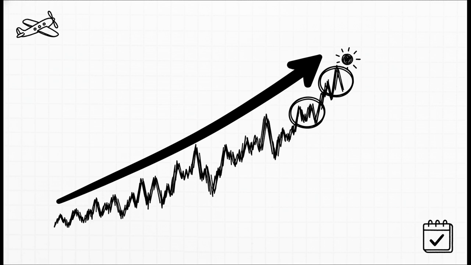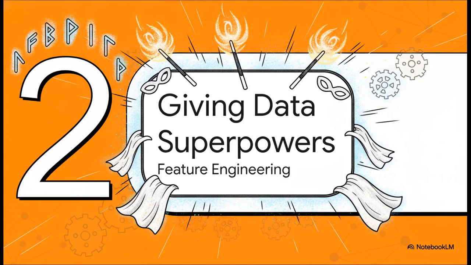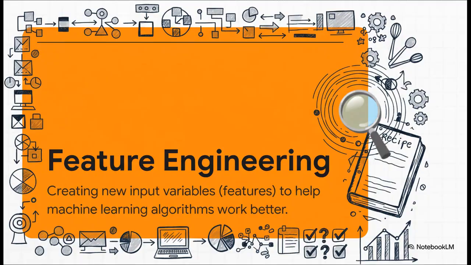So the big question, the real challenge, is this. Can we teach a machine to see both of those things at once, that long-term growth and the yearly rhythm? And the answer is a big yes. But not with the data as it is. We can't just throw the raw numbers at it. First, we need to give our data some superpowers. Honestly, this is where the real magic happens. And we do this with something called feature engineering. Now, that might sound super technical, but I promise it's not that scary.